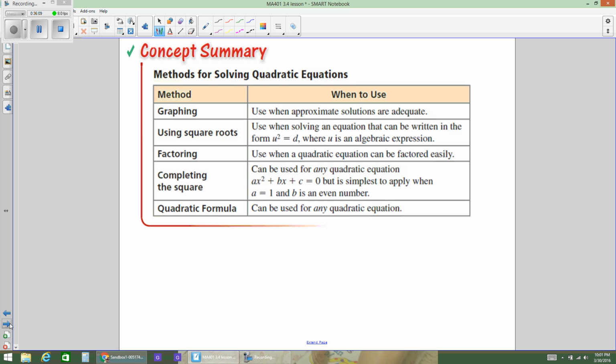Here's our concept summary. That was it, guys. Chapter 3 is over already. We learned how to solve quadratics using graphing, using square roots, by factoring, by completing the square, and finally by using the quadratic formula.